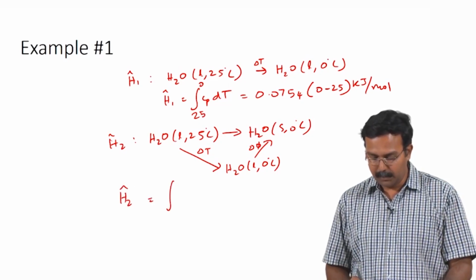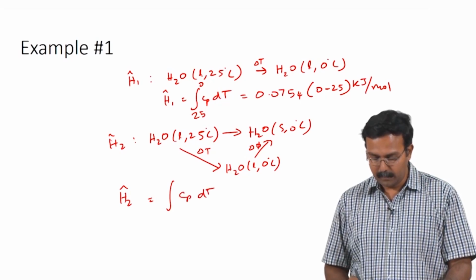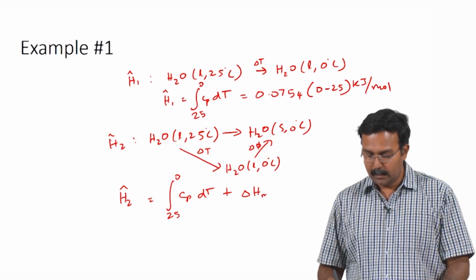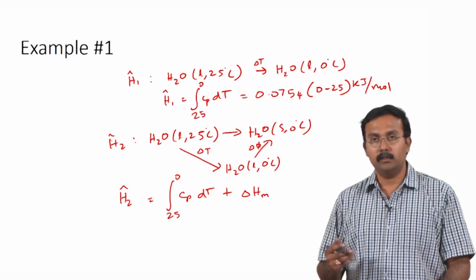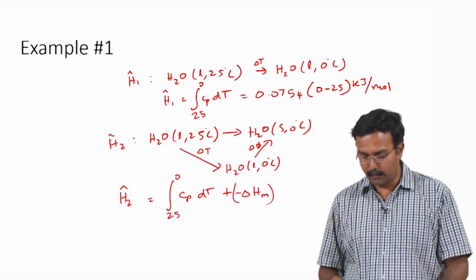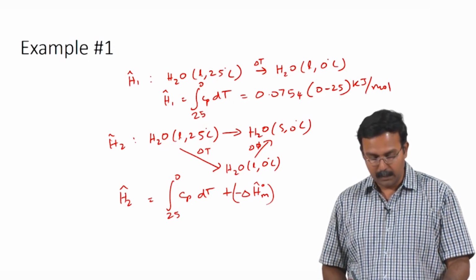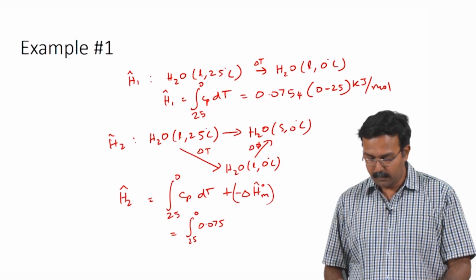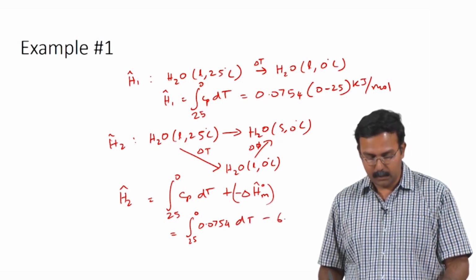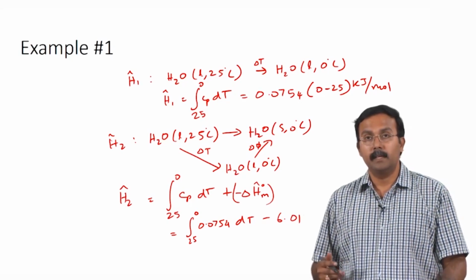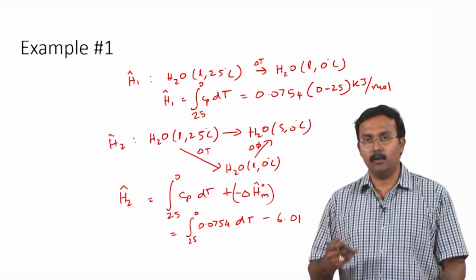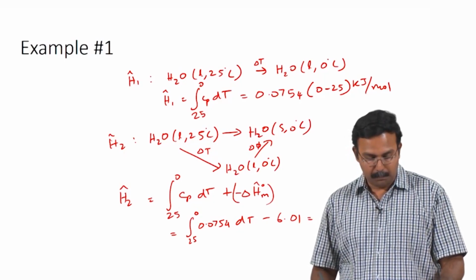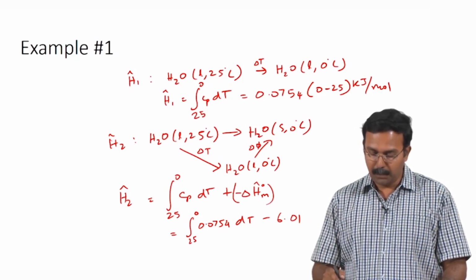H2 cap would be, for the first step, integral Cp dt from 25 to 0 plus delta heat of fusion, but here it is the solidification, not melting. So, you would have the negative of it. So, you can use the standard heat of fusion and get this value. So, this would mean it is integral from 25 to 0 of 0.0754 dt minus 6.01, which is the heat of melting for water at 0 degrees Celsius. You can look it up from any table available in your textbook or handbook. So, this value can be calculated. So, H2 cap can be calculated from here and H1 cap can be calculated from here.